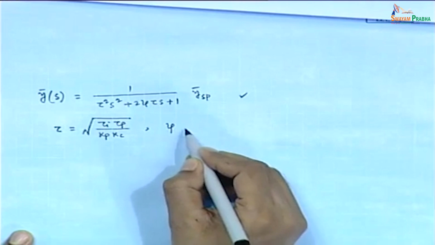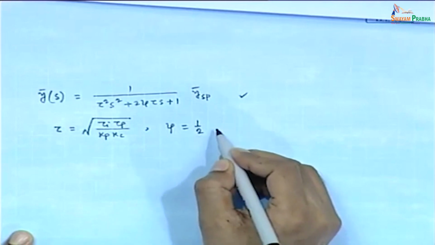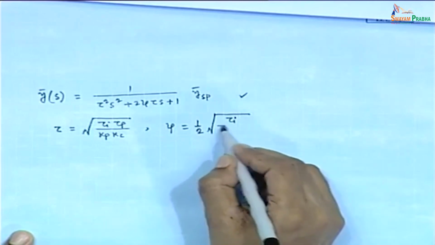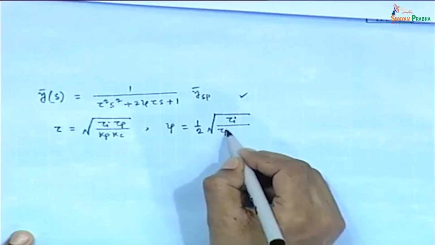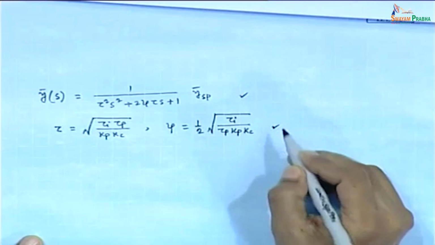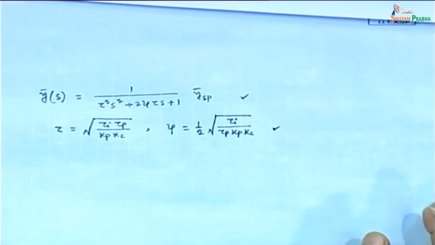Similarly, zeta is equal to half root over of tau I divided by tau P Kp Kc. Fine. So, these are the two expressions which have been considered in the development of closed loop transfer function. You see, from these correlations it is clear that the tau and zeta both depend on the value of Kc and tau I.